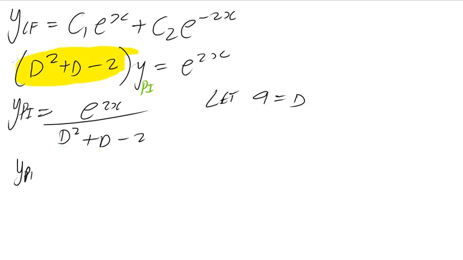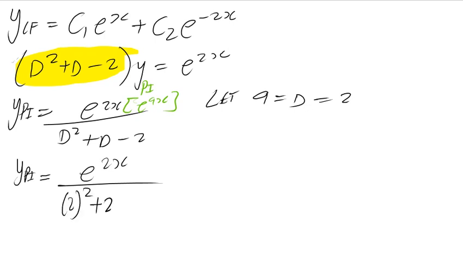So y PI will equal e to the power 2x over, and what is our d? Our d is equal to 2. Remember, the theorem says e to the power ax, so you're going to take the coefficient a only. So you will have 2 squared plus 2 minus 2.